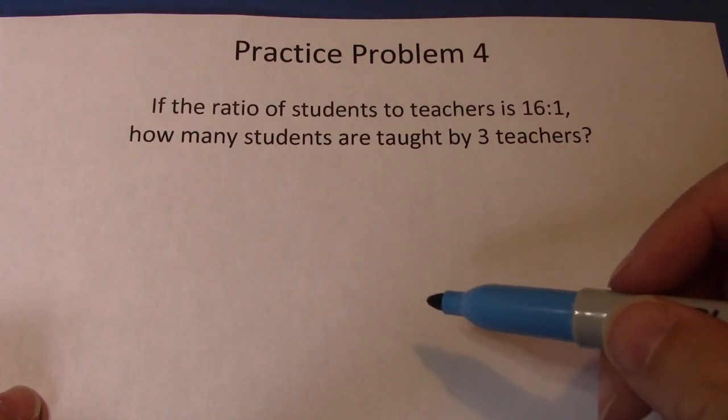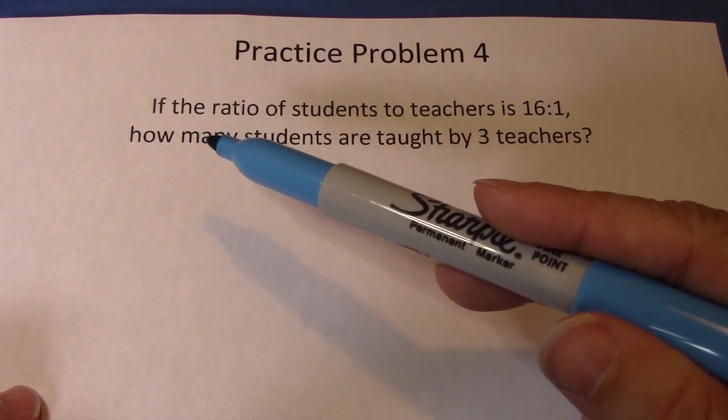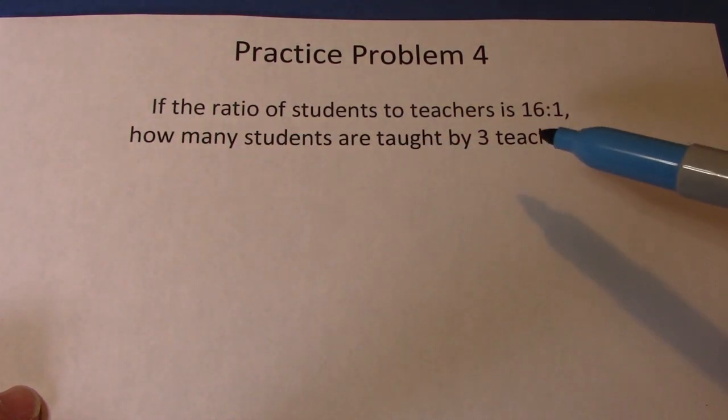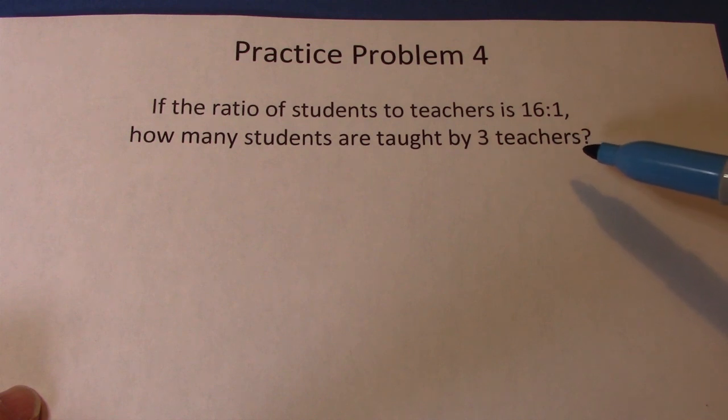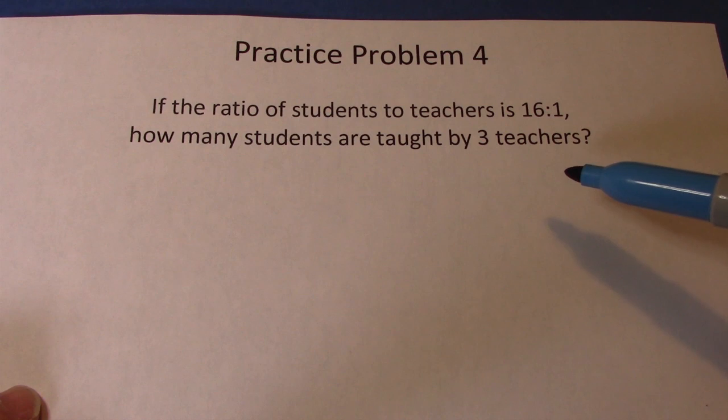Problem 4 is another setup of a direct proportion. This time we've been given the information in this format. It says the ratio of students to teachers is 16 to 1. That's how we read that, 16 to 1. How many students are taught by 3 teachers?